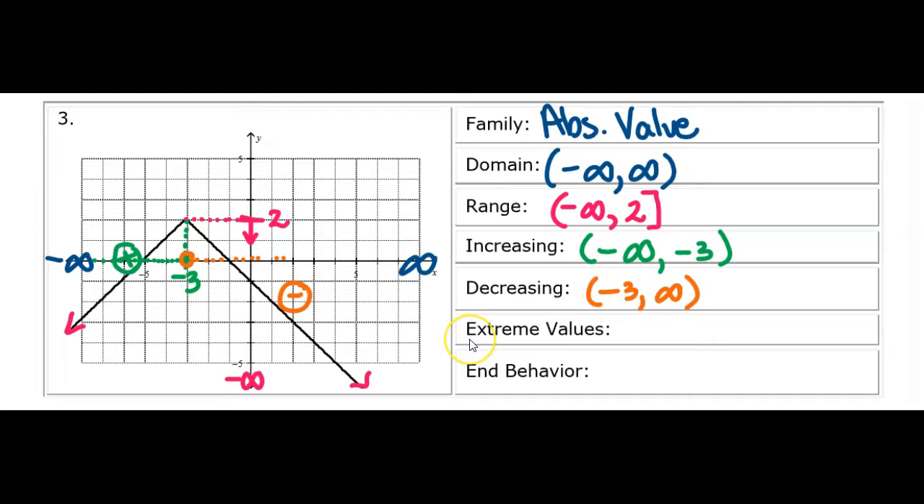Extreme values, do we have a maximum or minimum y value? If we look at this graph, we can see our maximum point is y equals 2. We have a maximum of 2. And the end behavior, both ends are pointing down to negative infinity.